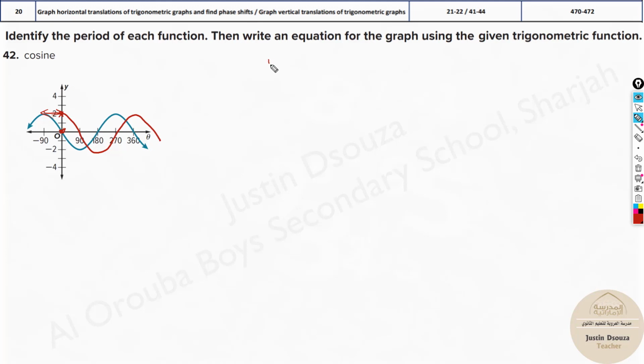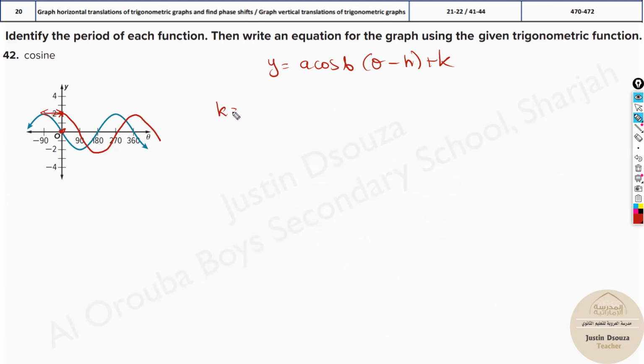First, let's write the equation. No matter what, we'll write the equation: y = a cos(b(θ − h)) + k. And then what we do is we will start by one. The easiest ones are midline and amplitude.